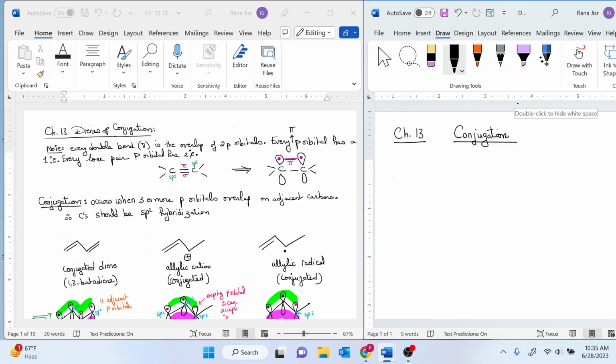So let's start with the simplest form of an alkene, which is ethylene. This is ethene as an IUPAC name and ethylene as a common name. And we want to know what is the hybridization of each one of these carbons, and how many p orbitals each carbon has.